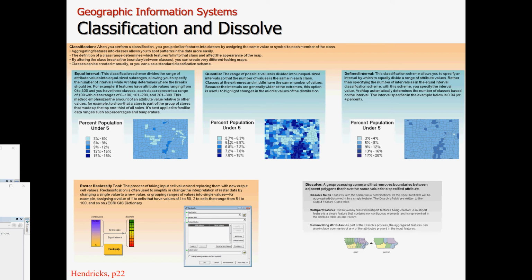So there's quantile, where we can break these down. What that basically means is that each of these 5 classes, and we can specify how many classes we have, will have the equal number of actual colors. So 1/5 of the polygons in here will be this color, 1/5 of the polygons will be that color, and moving away. And then we have defined interval where we can specify how we want to do these.